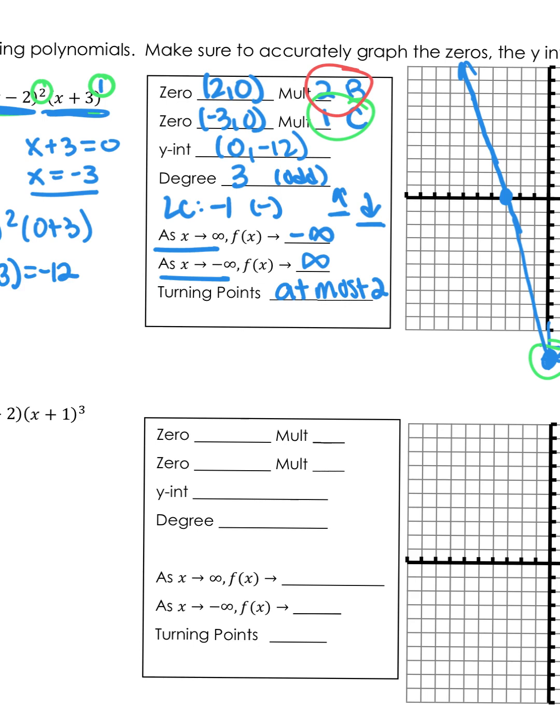All right, for this 0 right here, it will be negative 2, 0. It has a multiplicity of 1. That'll be a cross. This one will be negative 1, 0. Multiplicity of 3, that'll be a wiggle. To find the y-intercept, we're going to plug in 0 for x. You can type that into your calculator, or you get 2 times 1, which will be 2.